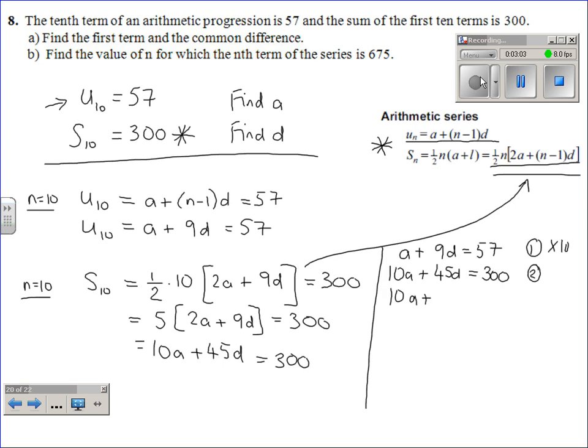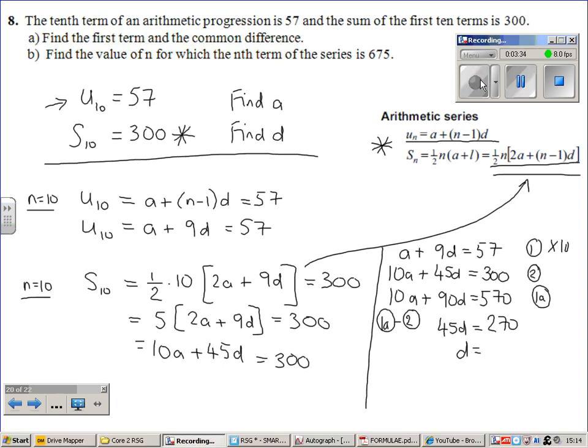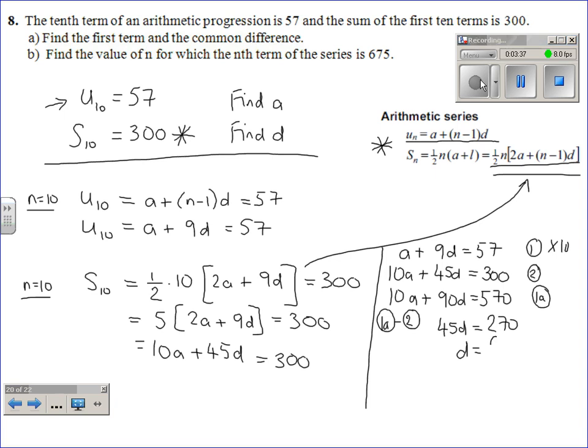So I get 10a plus 90d is equal to 570. That's the one that I've adjusted a little bit. And then I'm going to subtract, so I'm going to do 1 minus 2, so that the 10a's cancel. 10a minus 10a goes to 0. 90d minus 45d is 45d, and 570 minus the 300 is 270. So if you divide both sides by 45, you then get d is equal to 6.